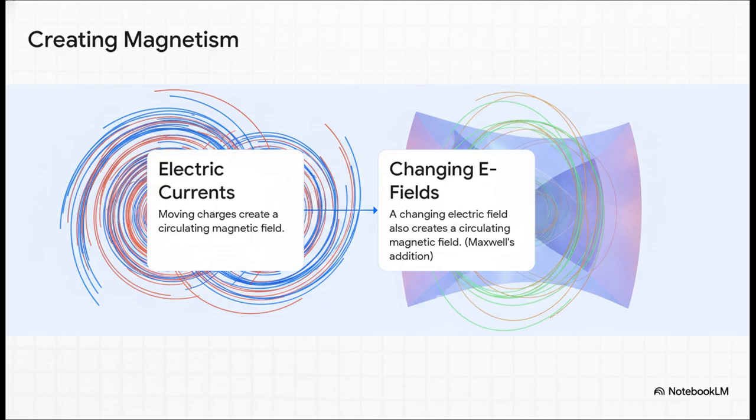So, a changing B field creates an E field. Does it work the other way around? Yes, but it turns out there are two ways to do it. The first way was already known: moving electric charges, a current in a wire, creates a magnetic field that swirls around it. But Maxwell realized, for the laws to be perfectly symmetric and beautiful, there had to be another way. He predicted that a changing electric field, even in empty space, must also create a magnetic field.